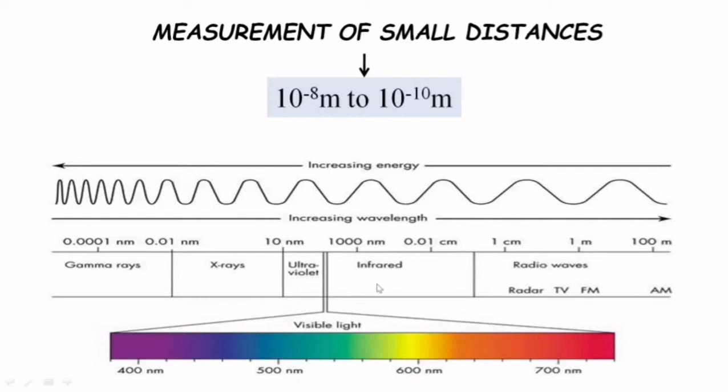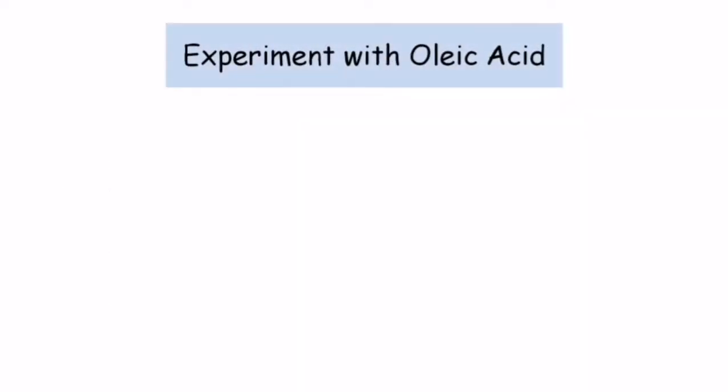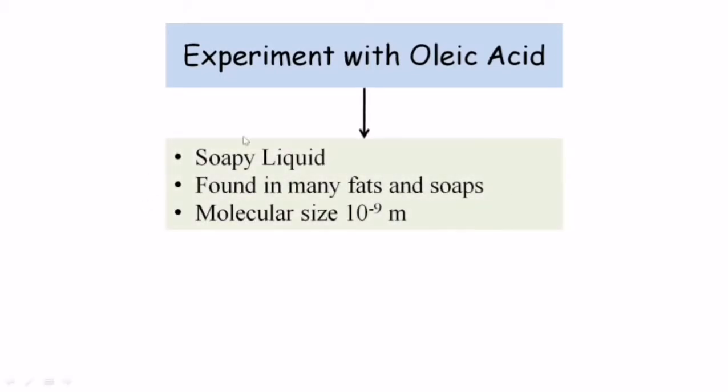Alternatively, we can also use some other methods to determine the sizes of some large molecules, let's say of the order of 10 power minus 9 meters around. That is also otherwise known as the nanometer range. So let's take a look at an example with a simple experiment with oleic acid. What exactly is oleic acid? Oleic acid is a soapy liquid mostly, and it is easily found in many fats and soaps, and it has a molecular size of nanometer range, right? So we can use it for this experiment.